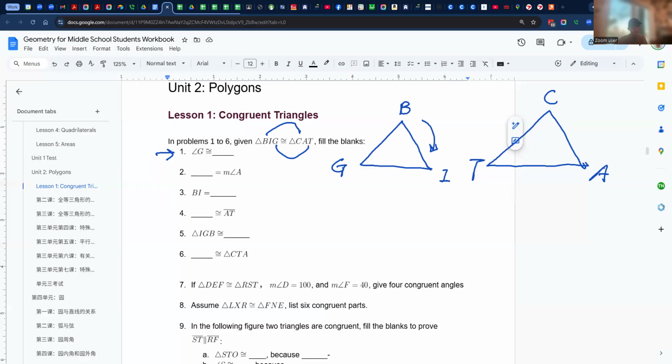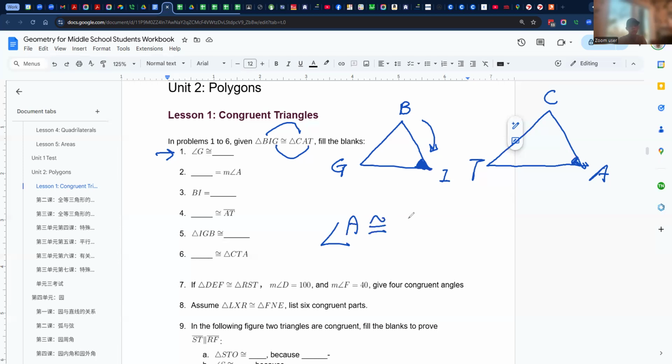Well, for the measure of A, we know A is corresponding to I. So we know those two have the same measure. Well, there are two ways to write it. One way is to write it as a congruency.